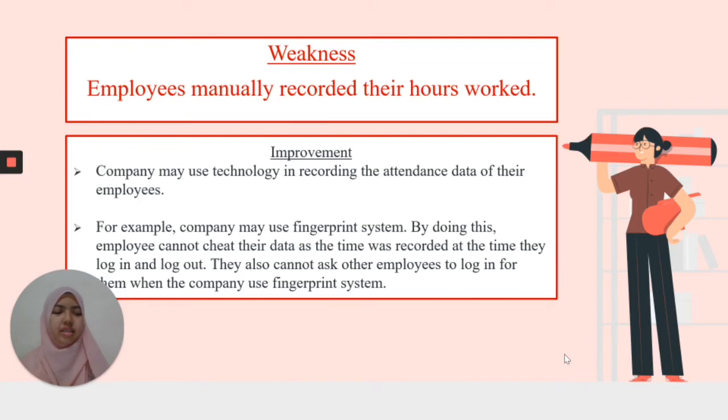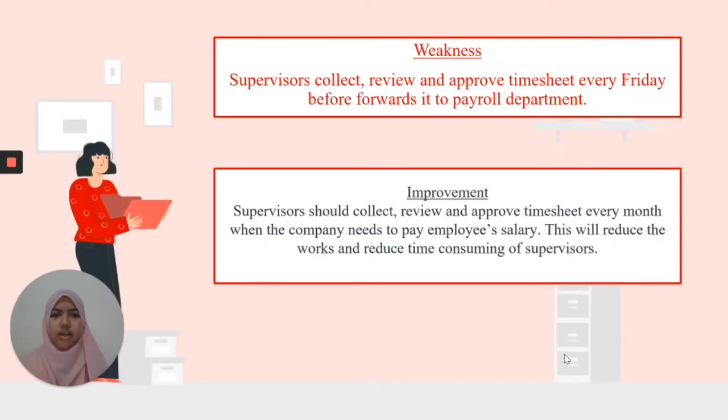cannot be copied by others. So the second weakness is the supervisors collect, review, and approve timesheet every Friday before forward it to payroll department. So as for the improvement, supervisor should collect, review, and approve timesheet every month instead of every Friday when the company needs to pay the employee salary. So it will reduce the work and time consuming of supervisors. If they do every week, they need a lot of time to do it.